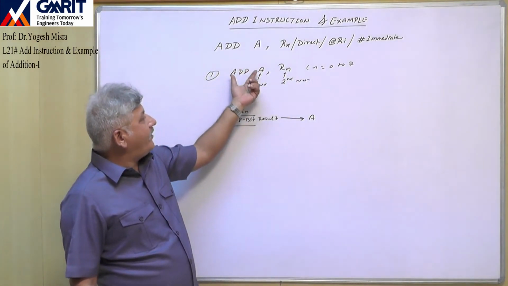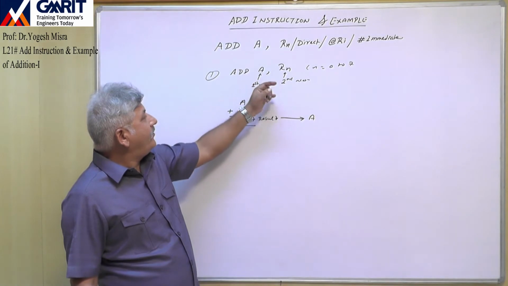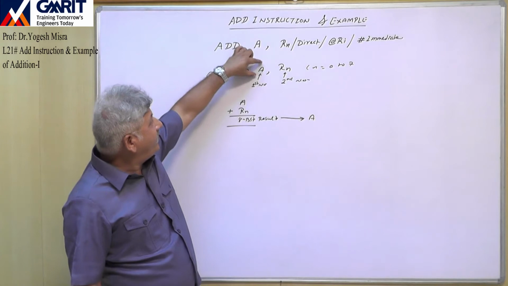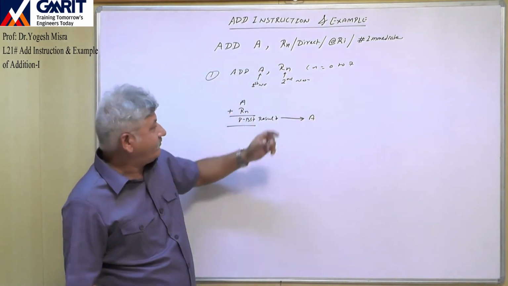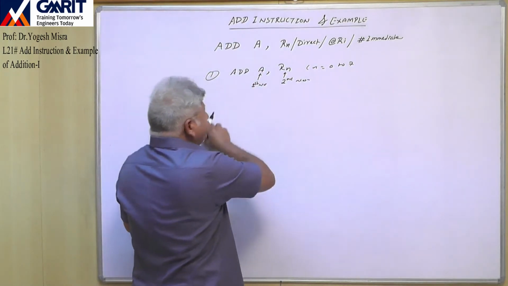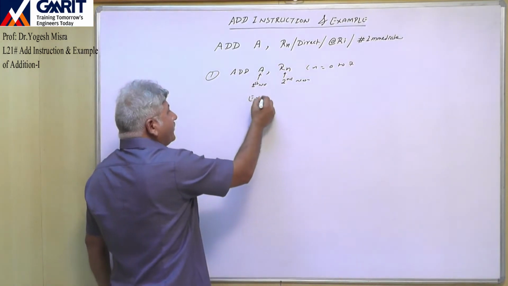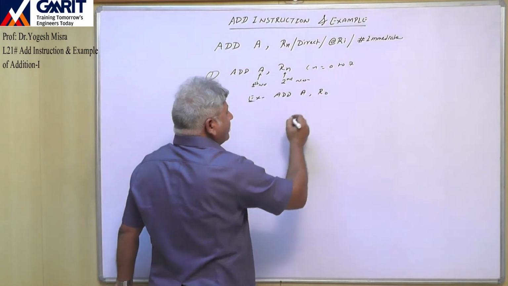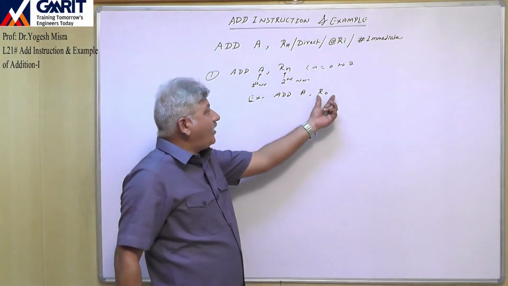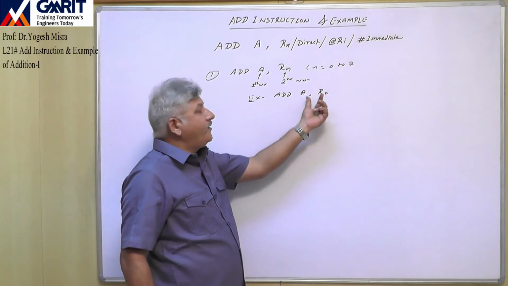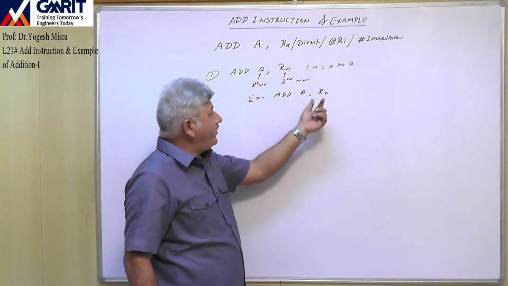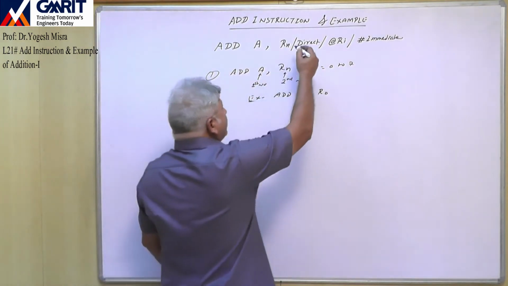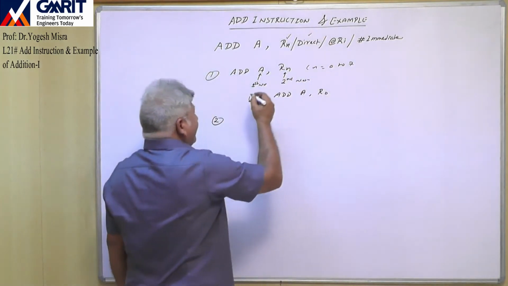So after addition you will find that your first number which was in A register has been replaced by the result. The example for this instruction is add A, comma, R0. In this case the content of R0 register will be added with the content of A register, and finally you will find the result in A. Now the second form is direct address.